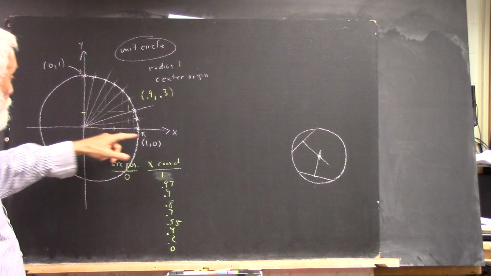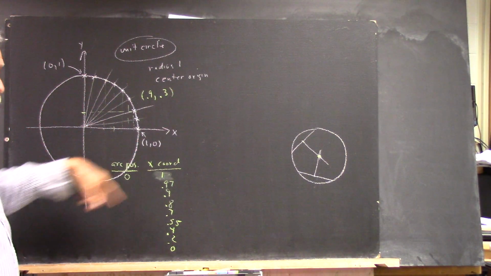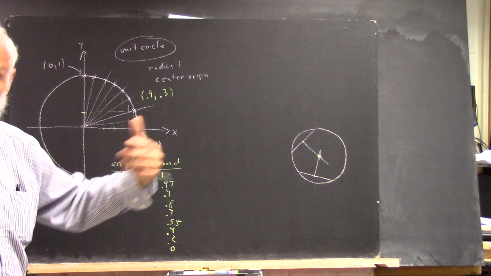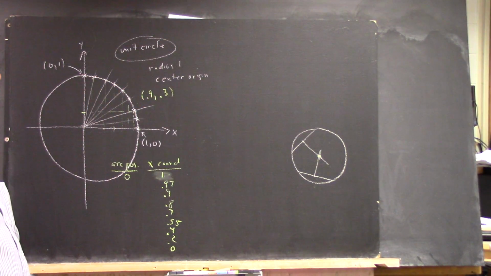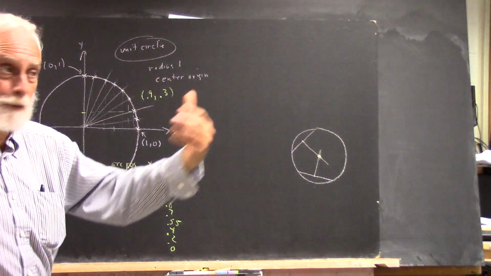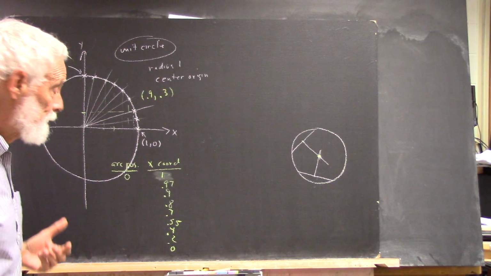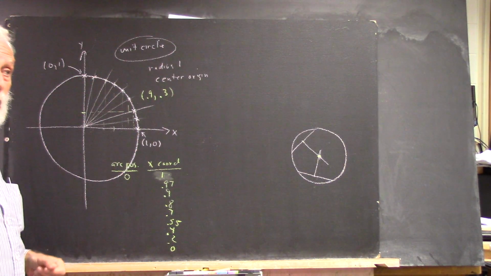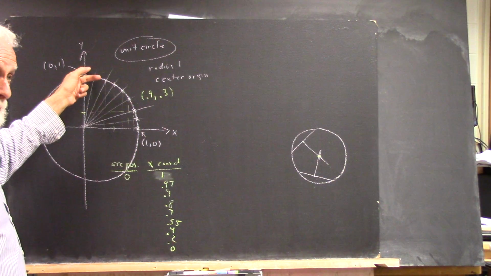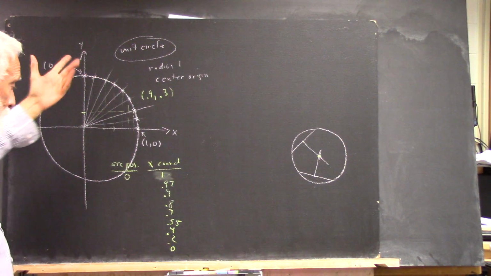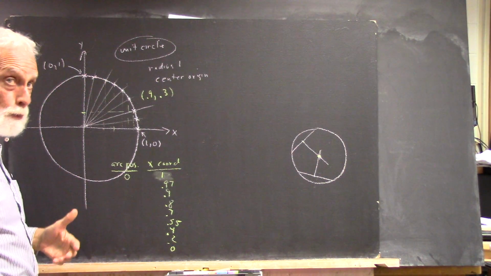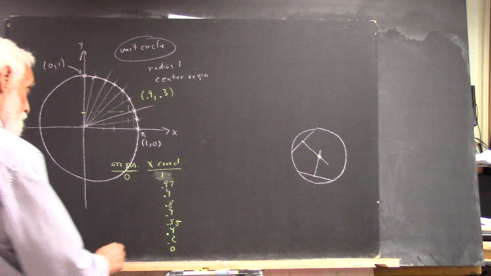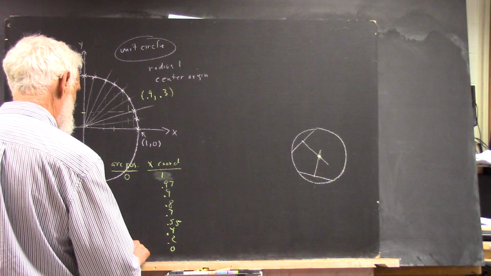Because it's a unit circle, meaning it has diameter 2, and pi is the ratio of circumference to diameter, the circumference has to be 2 pi, and this is a quarter of it. Okay? And if you take a quarter of 2 pi, you get a half pi, and so you have pi over 2. So this is pi over 2.